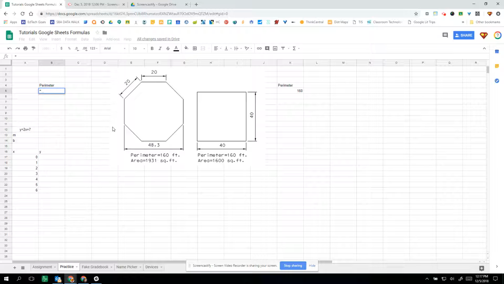I know an octagon has 8 sides, so I'm going to say 8. And I'm going to multiply that. So the multiply is the asterisk. Okay, that's right above the 9 if you have a 10 key, or it's shift 8, whatever you're using. So 8 times 20, because I know that each side is 20. So 1, 2, 3, 4, 5, 6, 7, 8. That should give me the answer.